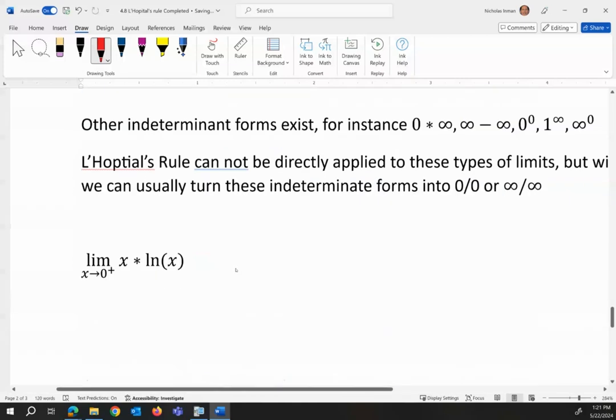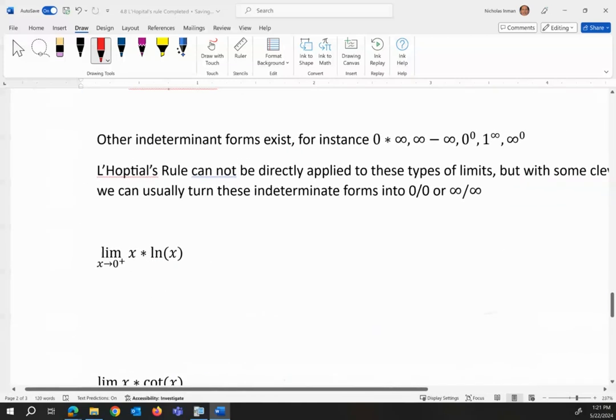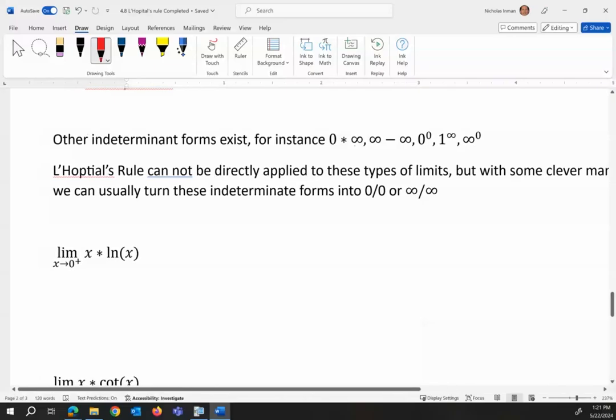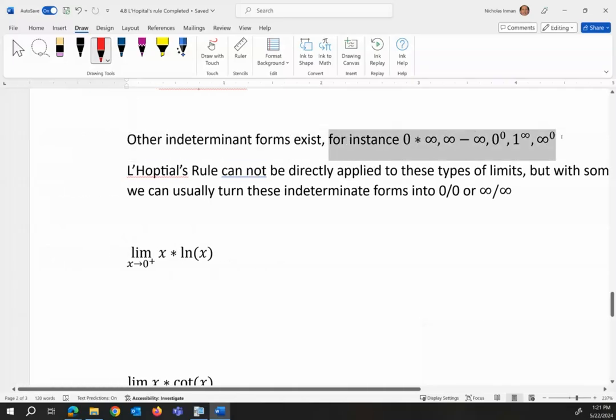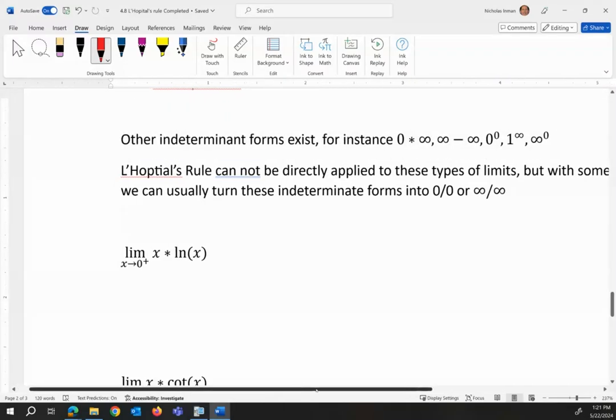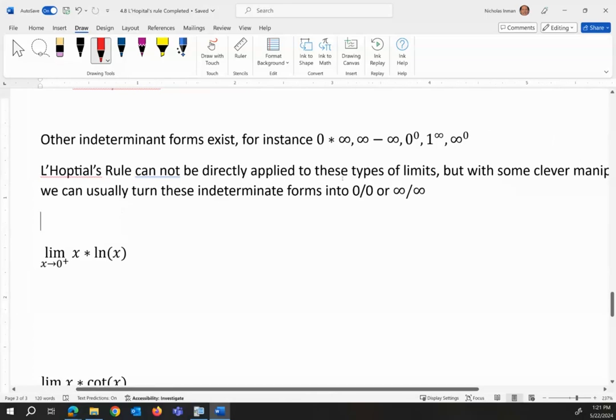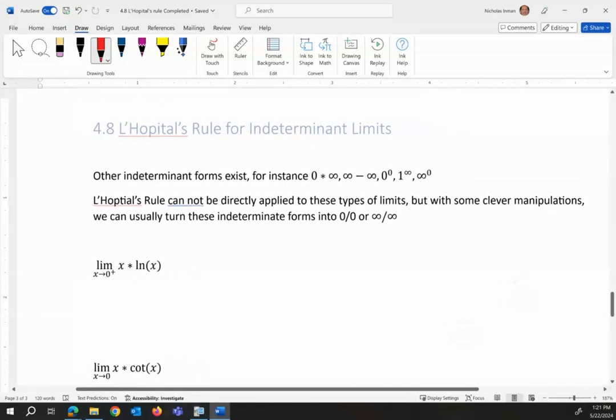All right, so again, you have to get 0 over 0 or infinity over infinity. So what happens if you don't have that, but you get one of these other weird things? Well, if you get one of these weird things, your goal generally needs to be to play with it a little bit. Some clever manipulations I have written here.